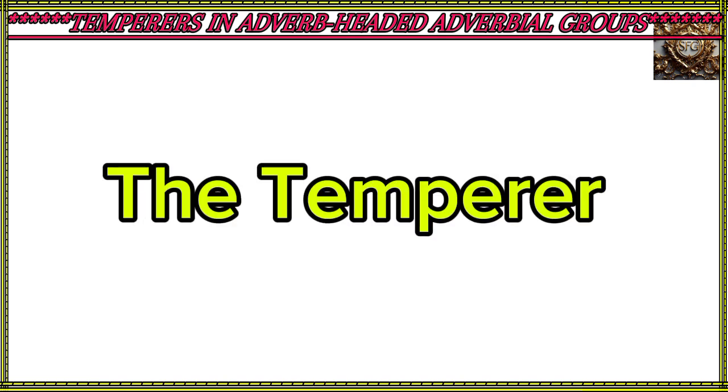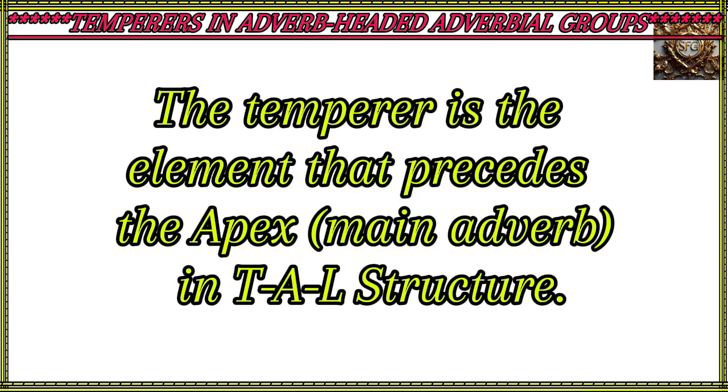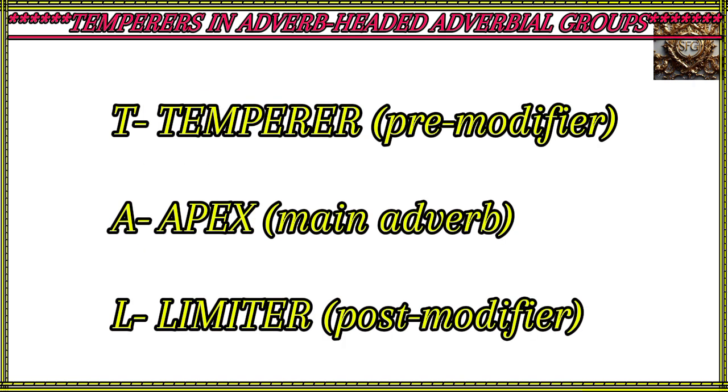The temporer. In an adverb-headed adverbial group, the temporer is the element that precedes the main adverb within the TAL structure, where T represents the temporer, A is the apex or main adverb, and L stands for the limiter. The temporer functions to modify or intensify the meaning of the apex, adding nuance and depth to the adverbial expression.